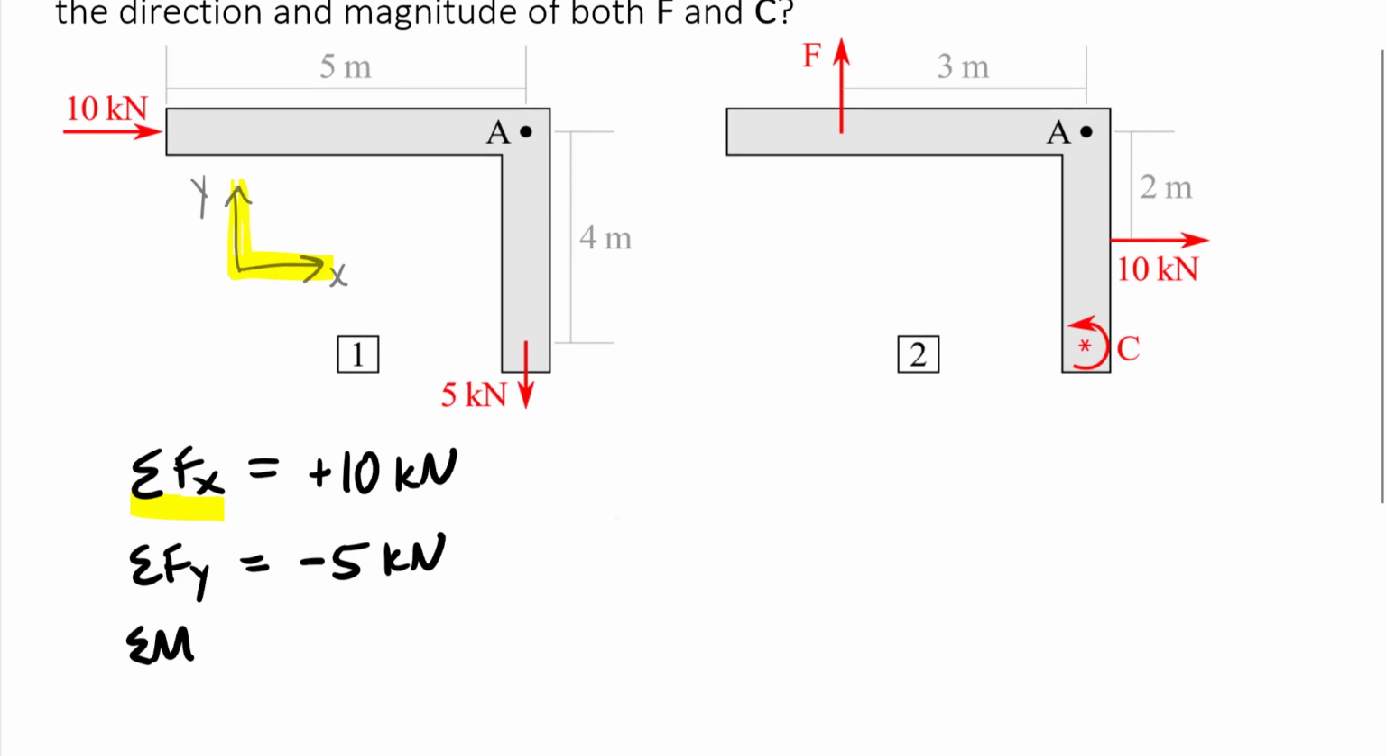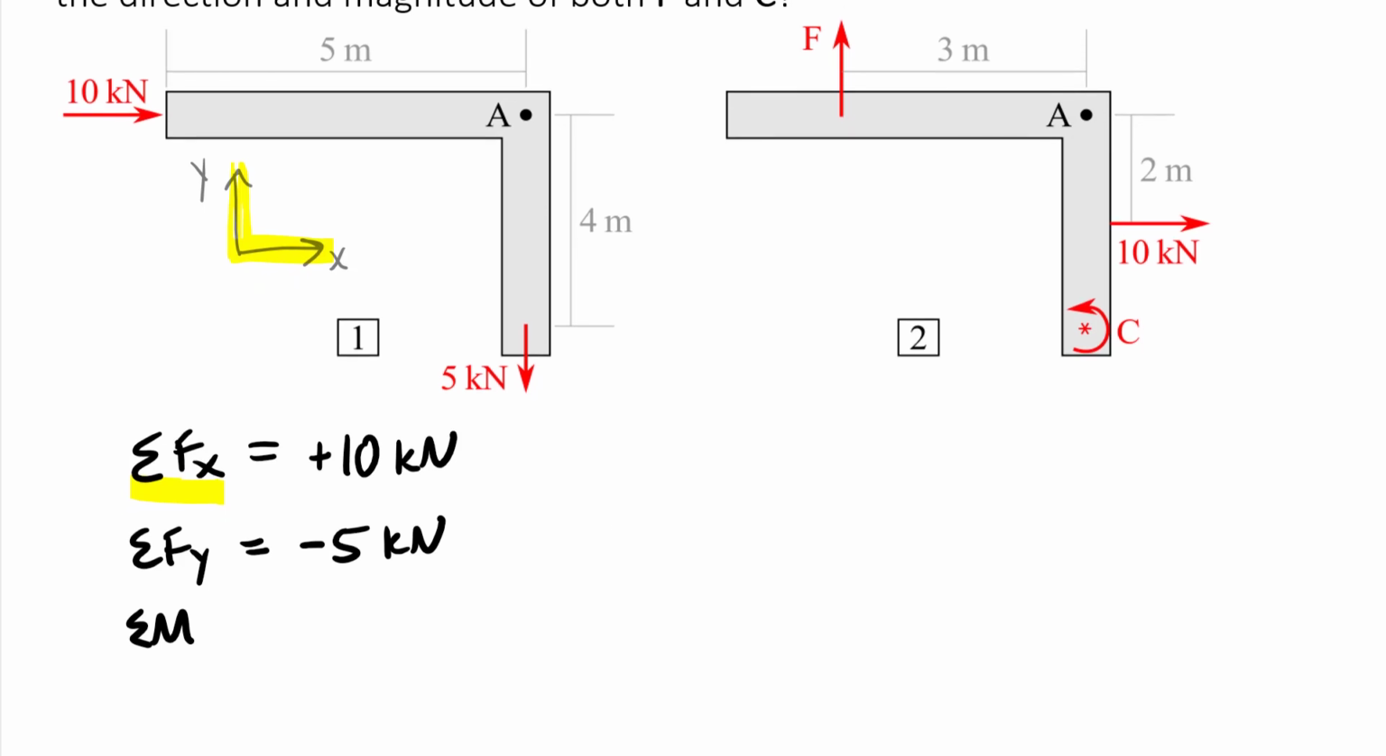Now, as long as I pick the same point on both bodies, I can sum moments about any point that I want. I went ahead and located point A for this problem. So if we take a look at these two moments, see if you can answer this before I tell you the answer. What is the combined moment of both these forces around point A? Go ahead and see if you can answer that. Pause the video if you need to.